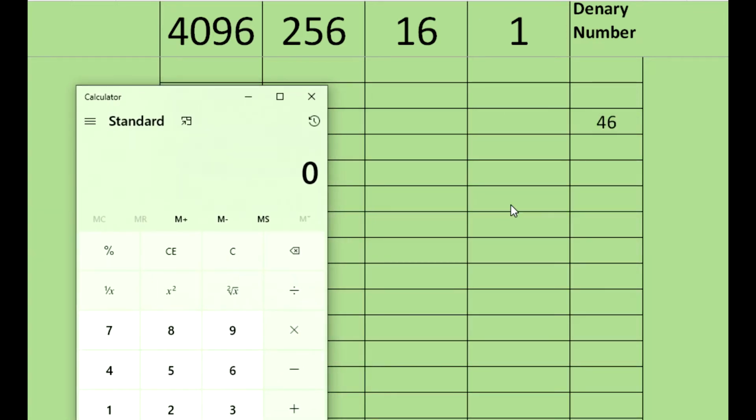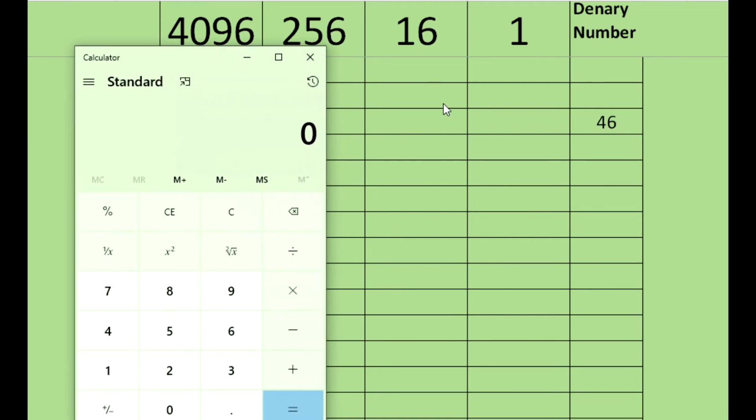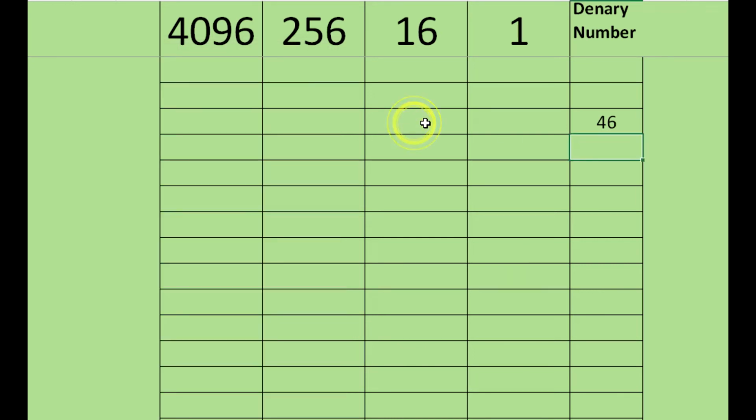What we need to do is think which is the biggest place value which will fit into 46. It's not 256, it is going to be 16. But then how many of those will actually fit into 46? So if we do 46 divided by our 16s, we're getting 2 16s there. So we'll put the 2 in there.